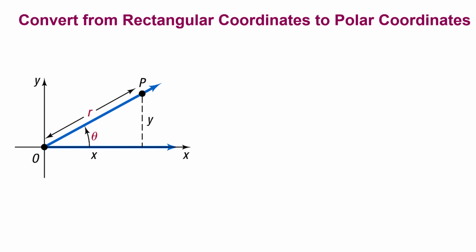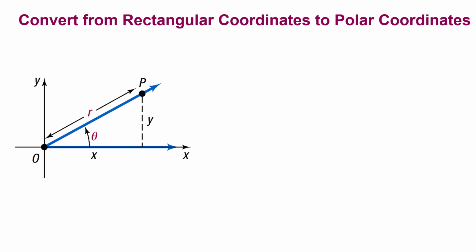We can draw a right triangle where the hypotenuse is the terminal side of angle theta containing the point P, and r is the length of the hypotenuse, since this is the distance from the pole to the point P. Furthermore, the horizontal leg of the right triangle is the distance indicated by x to the point x, y, and the vertical leg of the triangle is the distance y of the ordered pair x, y.